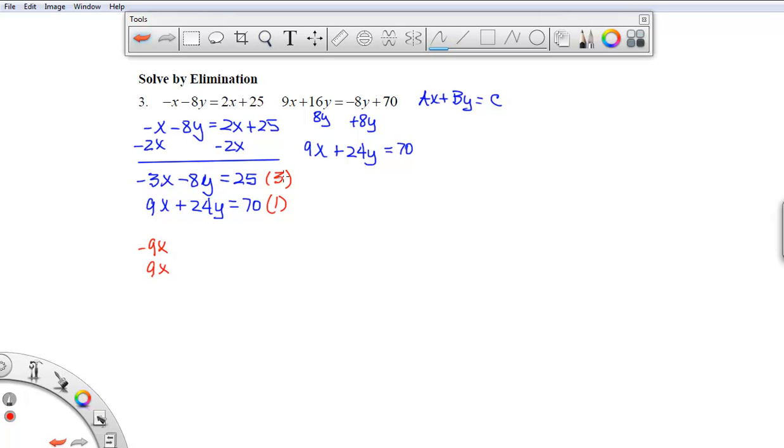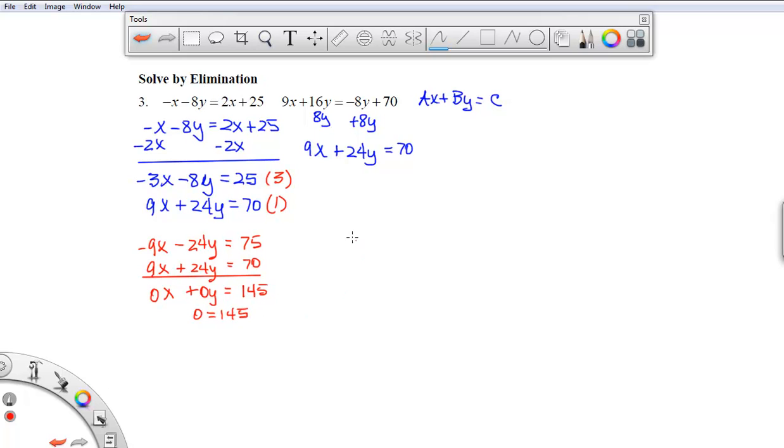So 3 times negative 3 is a negative 9. 3 times a negative 8 is a negative 24y. And 3 times 25 will give me 75. Now I've got 1 times 9x is 9x, and 1 times 24 is a positive 24y. And then 1 times 70 is 70. Now let's go ahead and add these two equations together, and let's see what we get. So that gives me 0x plus 0y equals 145. So 0 equals 145.